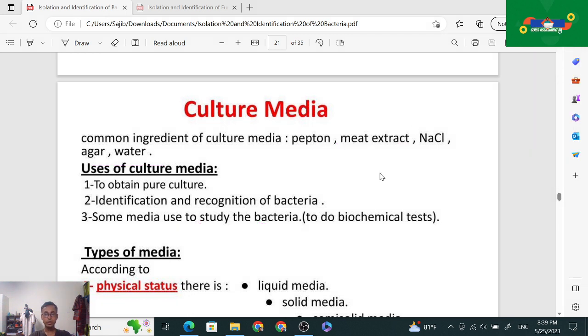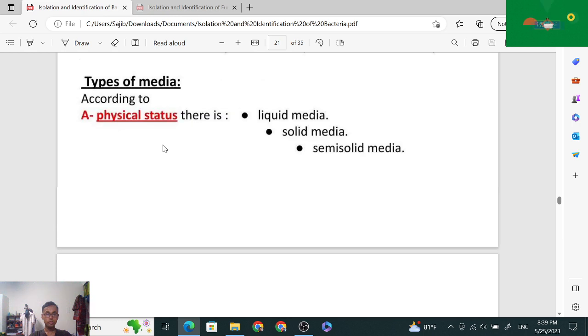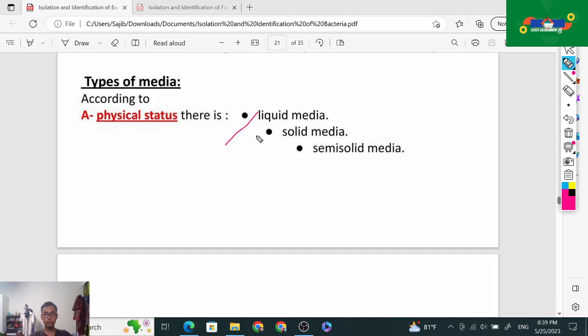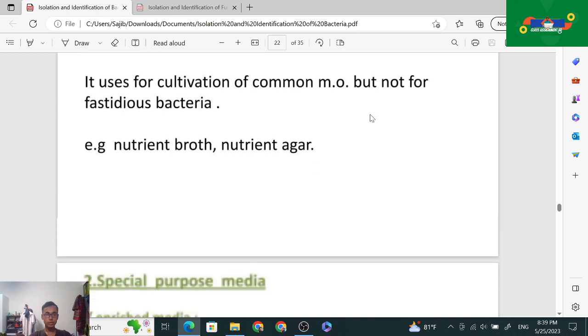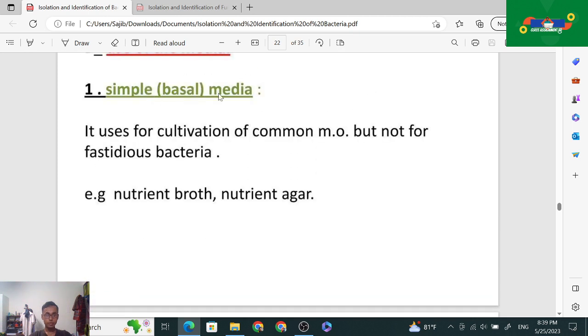Then types of media, according to their physical status: there are liquid media, solid media and semi-solid media, we can see here. Then use of the media. Number one is the simple basal media. It is used for the cultivation of common microorganisms, but not for fastidious bacteria. An example is nutrient broth and nutrient agar.